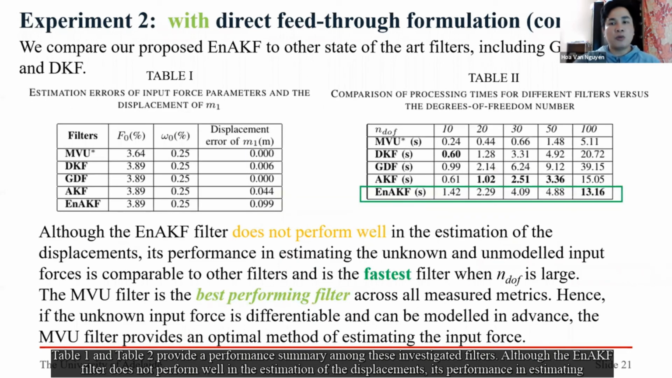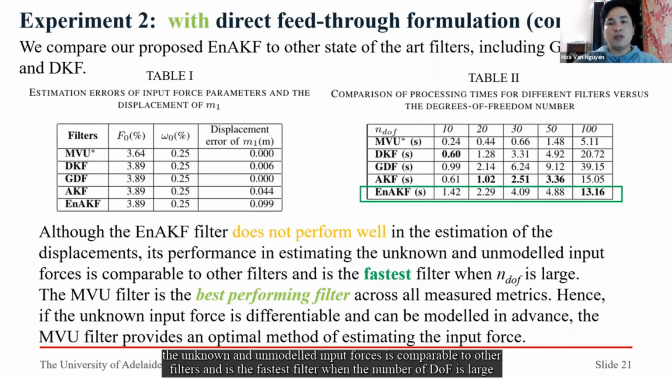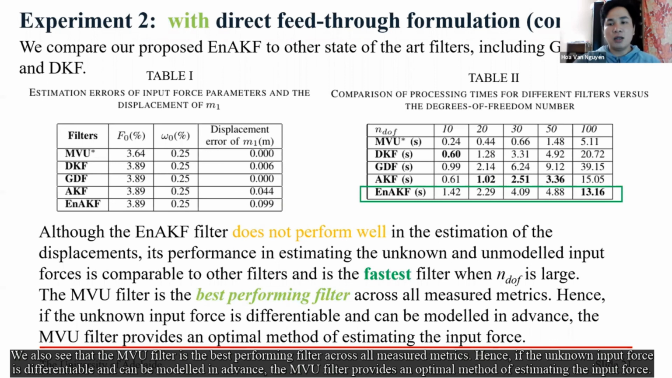Tables 1 and 2 provide a performance summary amongst the investigated filters. Although the ENAKF filter does not perform well in estimation of the displacements, its performance in estimating the unknown and unmodeled input force is comparable to other filters and it is the fastest filter when the number of DOF is large. We also see that the MVU filter is the best performing filter across all metrics. Hence, if the unknown input force is differentiable and can be modeled in advance, the MVU filter provides an optimal method of estimating the input force.